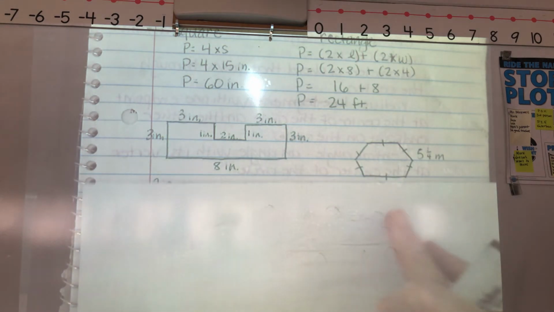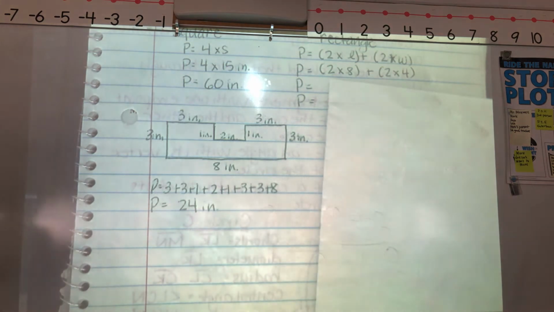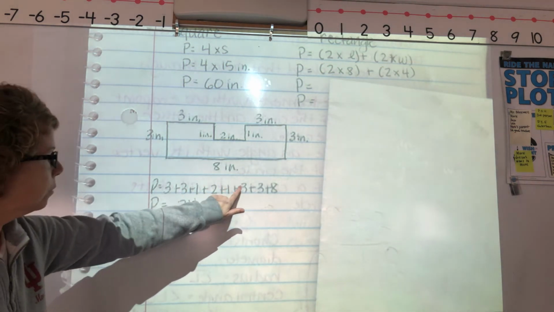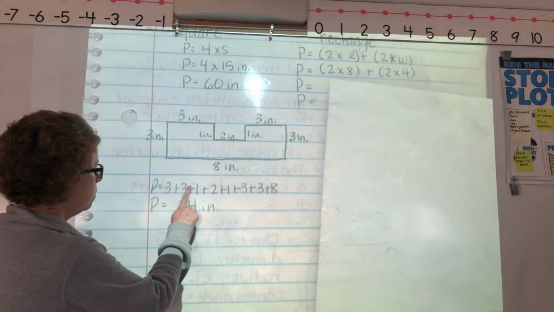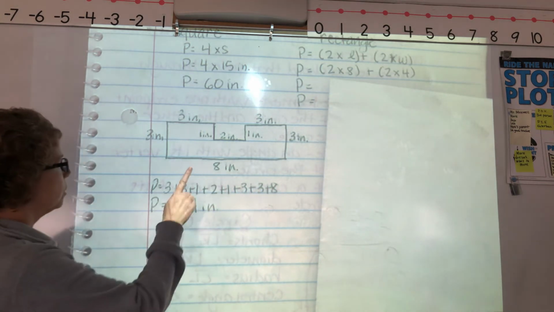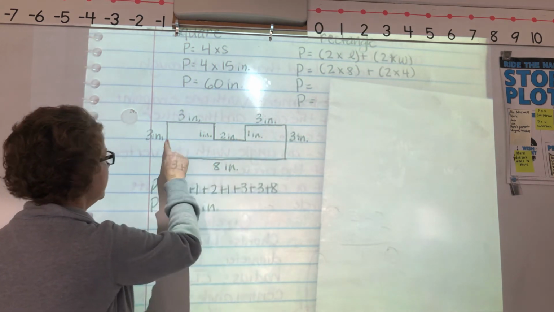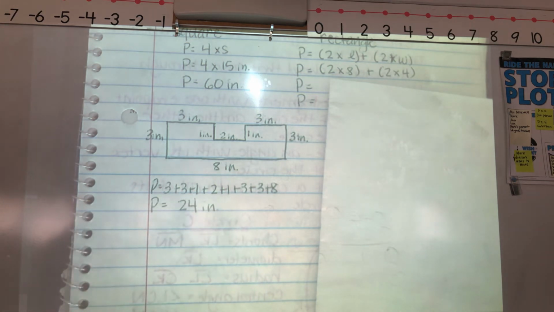What's really important here when we do this is that you write them all. P equals 3 plus 3 plus 1 plus 2 plus 1 plus 3 plus 3 plus 8. Let me count: 1, 2, 3, 4, 5, 6, 7, 8. I wrote 8 numbers. Let me double check myself: 1, 2, 3, 4, 5, 6, 7, 8. There are 8 sides. So I know I have all my numbers. Now I'm going to carefully add all these numbers up. This is just adding. That's all I'm doing here to get 24 inches.